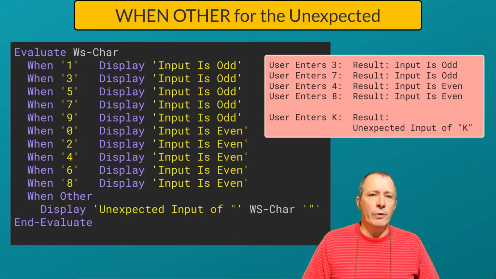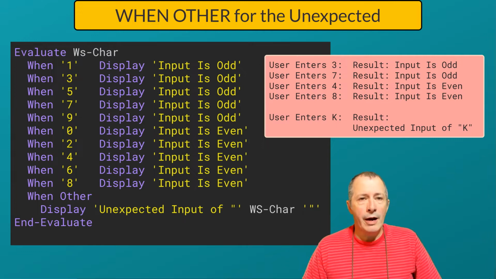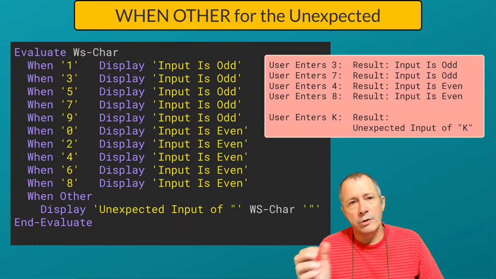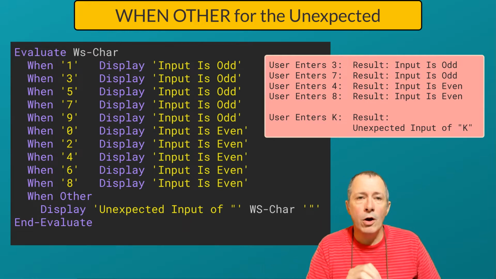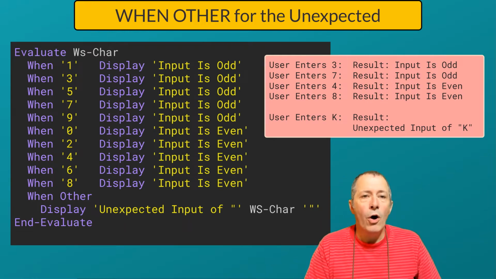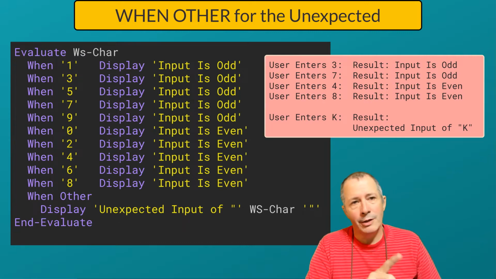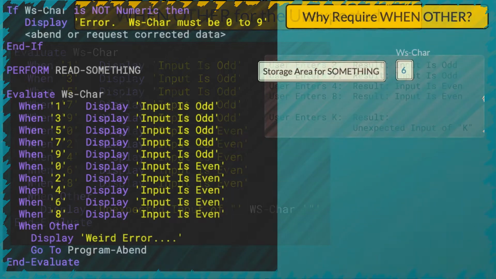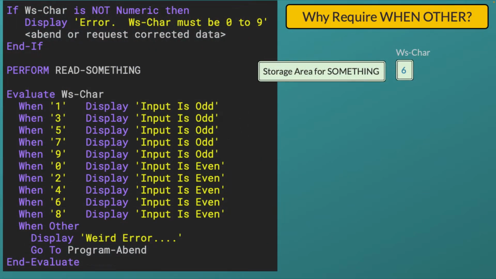This shows the EVALUATE where the WHEN OTHER handles an unexpected result. This is the more natural and normal use of the EVALUATE statement. The WHEN clauses, or the selection objects, are handling the expected results, and the WHEN OTHER handles the unexpected results. I want to back up a wee bit and talk about why require a WHEN OTHER clause. This is a rather unusual reason for requiring the WHEN OTHER clause, but I think it's a valid one. WHEN OTHER can be a defense against human errors.